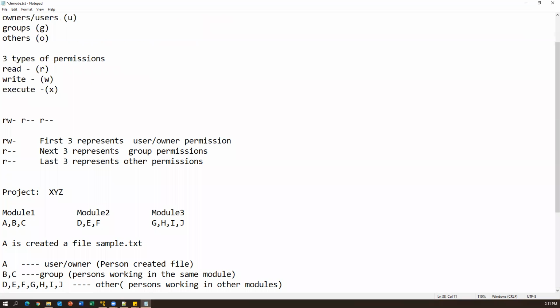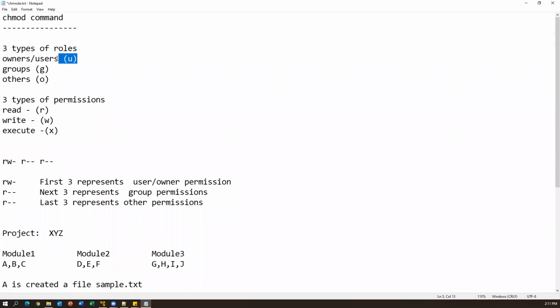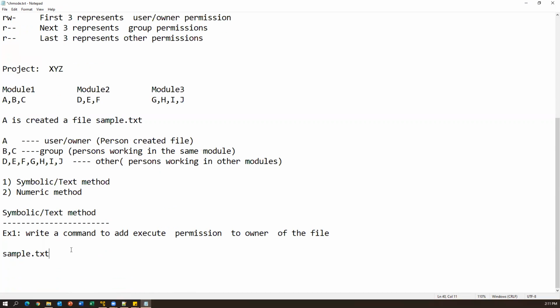So owner of the file means what? It is represented with u. What permission do I need to add? Execute permission. So for user or owner, I need to add execute permission. So owner is represented with u, and what permission should I add? I should add execute permission. So plus execute permission means what?